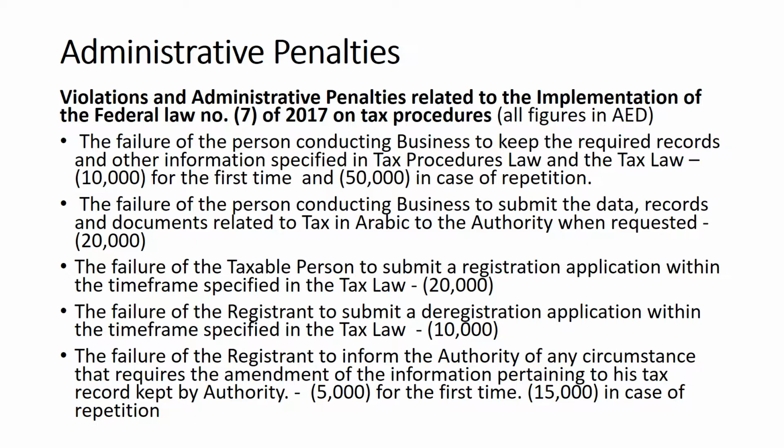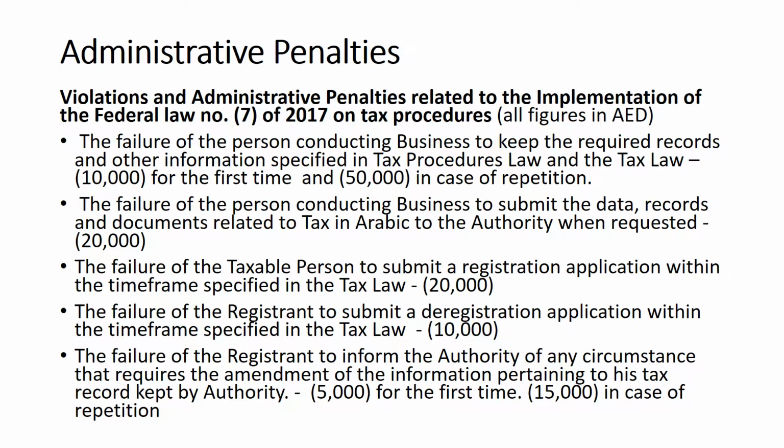The failure of the person conducting business to keep the required records and other information specified in the tax procedures law and tax law is 10,000 for the first time and 50,000 in case of repetition. So you have to keep the records and other information specified in the law, or else 10,000 for the first time and 50,000 dirhams in case of repetitions. The failure of the person conducting business to submit the data, records, and documents related to tax in Arabic to the authority when requested. Whenever requested, you have to submit it, or else you have to pay 20,000 dirhams.